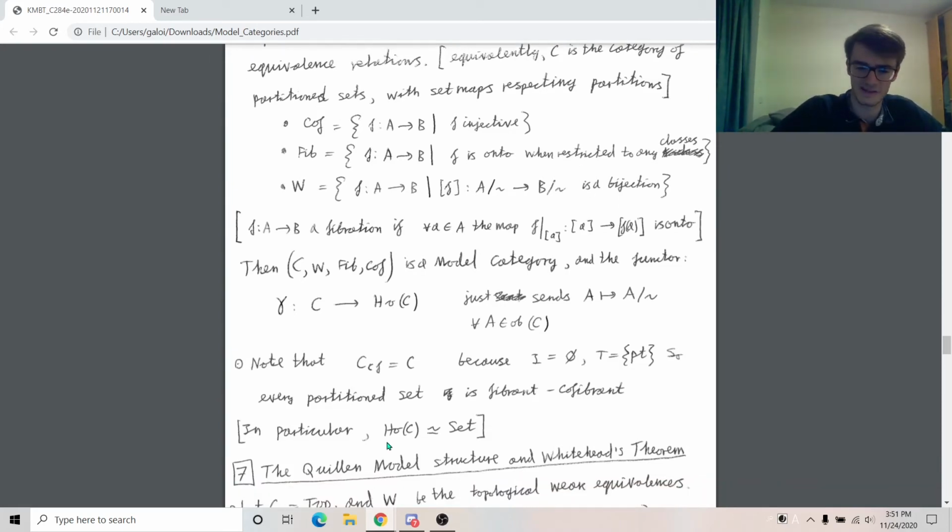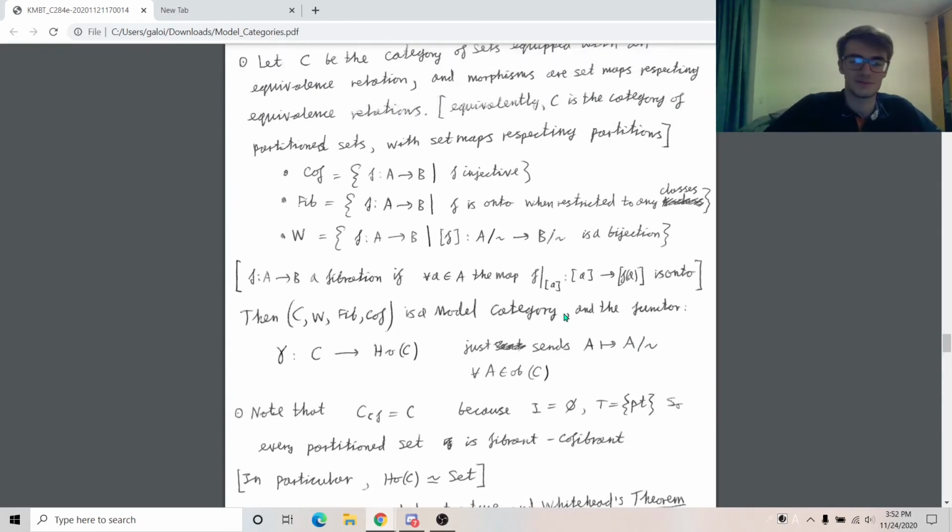And note in particular that the homotopy category of C is equivalent to the category of sets, because any set is realized as a quotient of itself, for example, by the weakest equivalence relation you can put on the set. So there's an example; it's quite easy to prove this particular example.